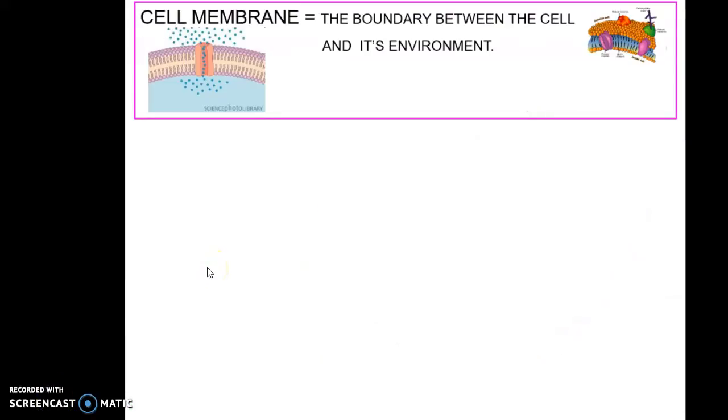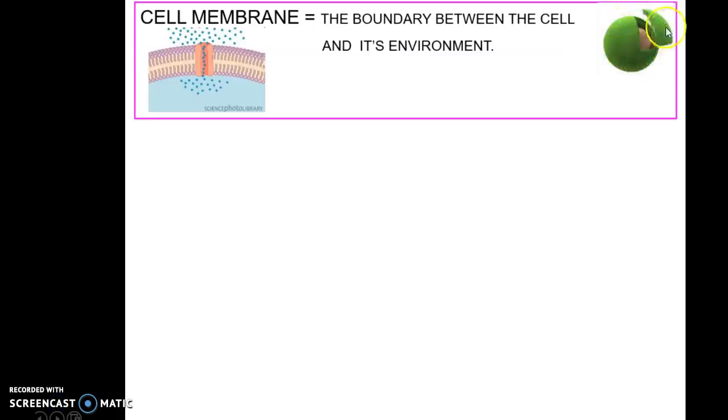All right, this is slide 27. In your notebook, please write slide 27. This definition is cell membrane, finally. So we've talked about the word membrane. We've mentioned a word called organelles. But the cell membrane is a very important membrane. It says it's the boundary between the cell and its environment. So the cell membrane is the outer coating of a cell.